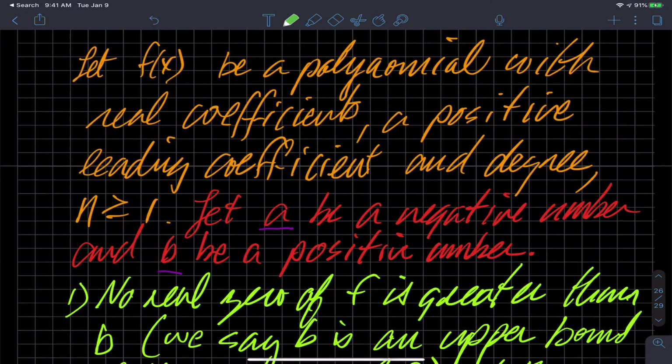All right, so this video is about bounds of the zeros of polynomials. And so this is the theorem itself. Let f of x be a polynomial with real coefficients, a positive lead coefficient, and degree n greater than or equal to 1. Let a be a negative number, and let b be a positive number. So that's just part of us defining and setting up, and here's the actual statement of the theorem.